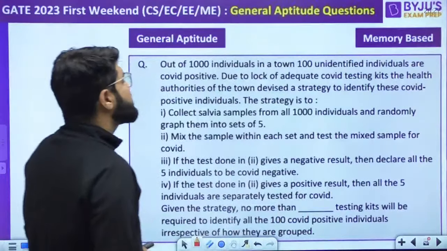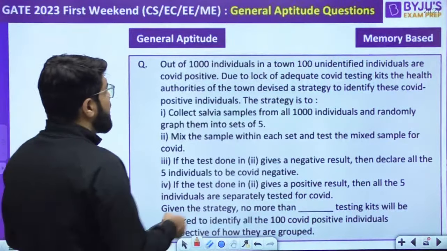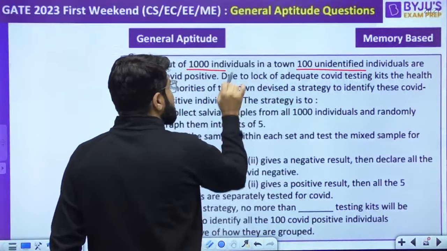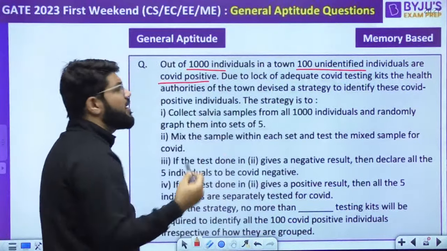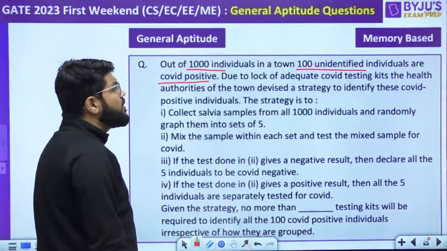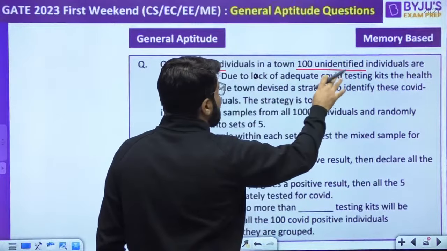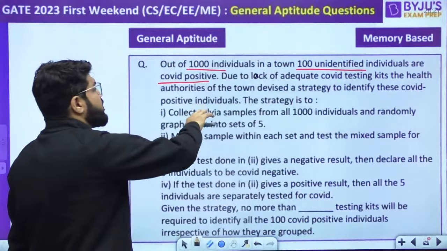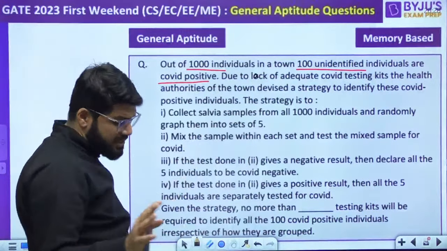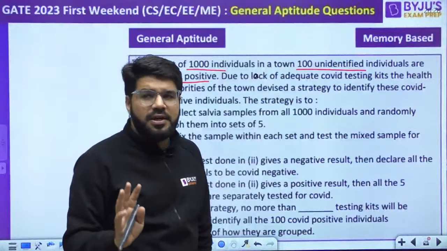Out of 1,000 individuals in a town, 100 unidentified individuals are COVID positive. So we know 100 are COVID positive, but they are not being identified due to lack of adequate COVID testing kits. The health authorities of the town devised a strategy to identify these COVID positive individuals. Actually, we need 1,000 kits.